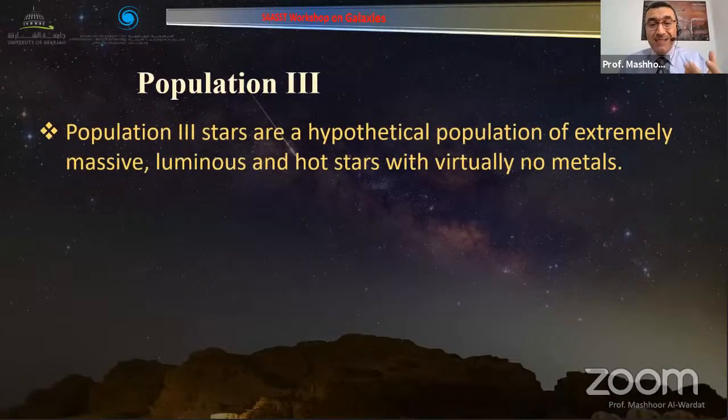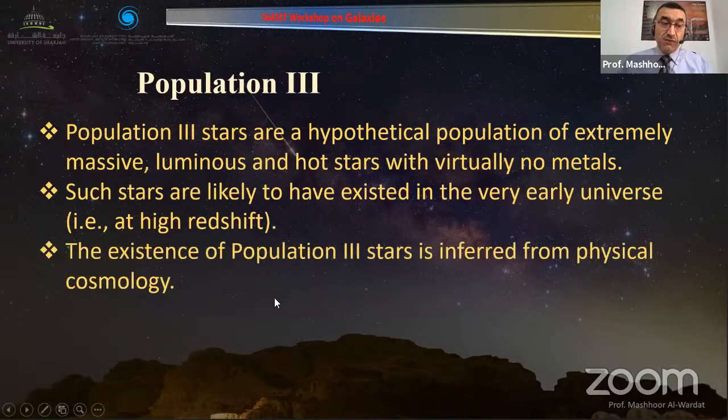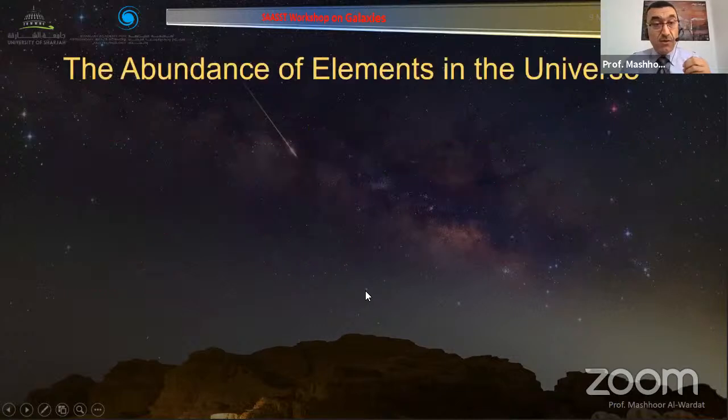Population three, something out of the scope of our galaxy. Stars are a hypothetical population of extremely massive, luminous and hot stars with virtually no metal. So it consists only of hydrogen and helium. So it's the stars of the origin of the universe, from the beginning of the universe. So don't look for such stars inside the galaxy. It should be on the edge of the universe. Such stars are likely to have existed in the very early universe at high redshift. The existence of population three stars is inferred from physical cosmology.